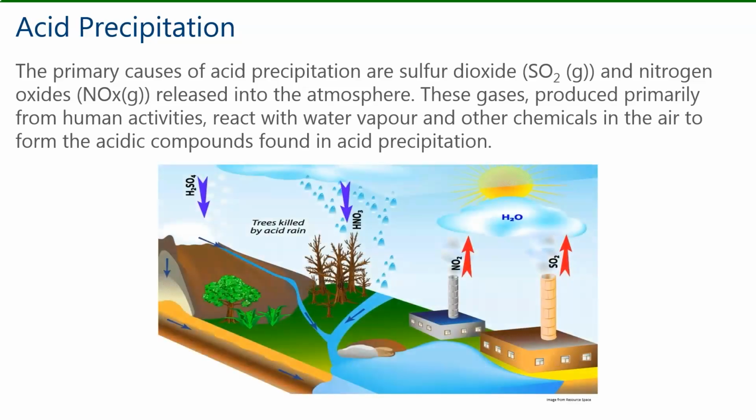In this example, we see two smokestacks. One is producing nitrogen dioxide gas and releasing it into the atmosphere. The other smokestack is producing sulfur dioxide gas and releasing it into the air. When the gases are released into the atmosphere, they are reacting with water vapor and producing acidic components. Here we can see acid precipitation falling in the form of rain or snow with sulfuric acid and nitric acid in excess.